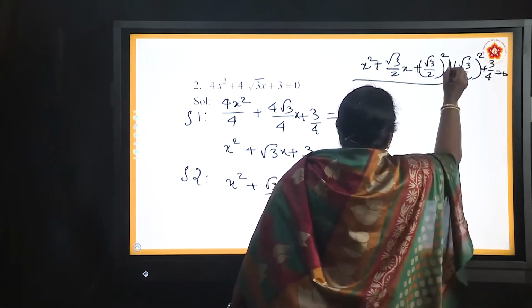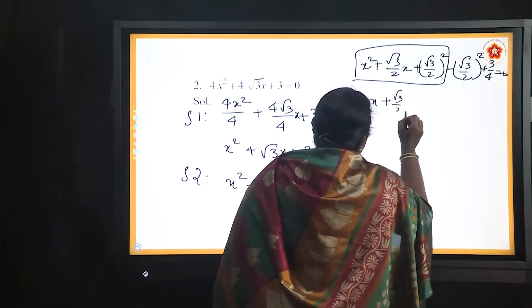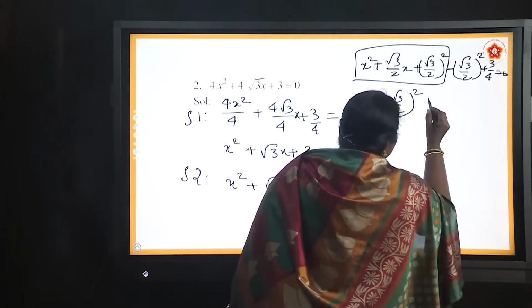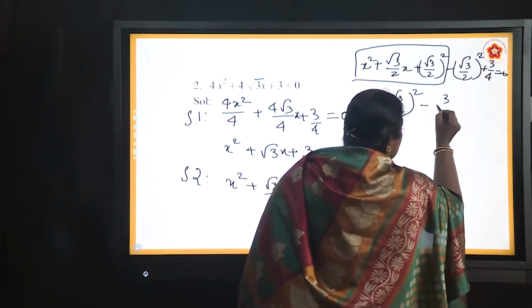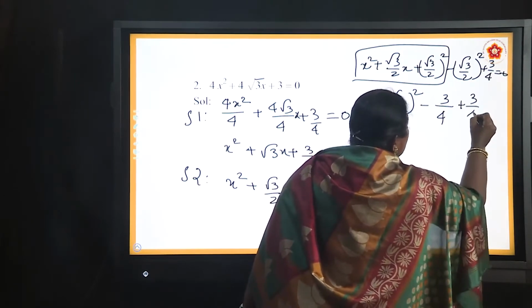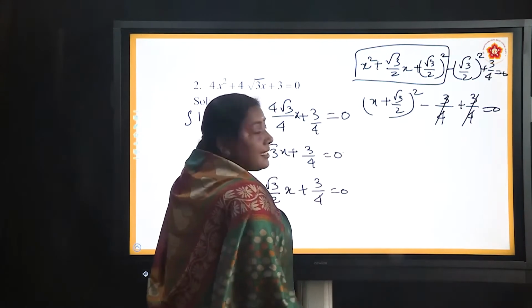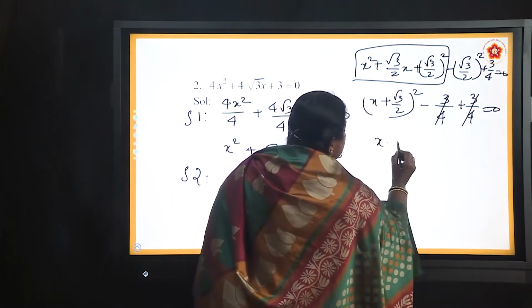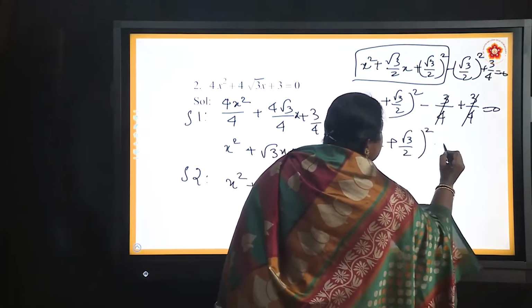So, these 3 will form x plus root 3 by 2 the whole square. Next is minus root 3 the whole square is 3, 2 the whole square is 4. So, plus 3 by 4 equal to 0. Plus 3 by 4 minus 3 by 4 cancels. So, the answer is x plus root 3 by 2 the whole square is equal to 0.